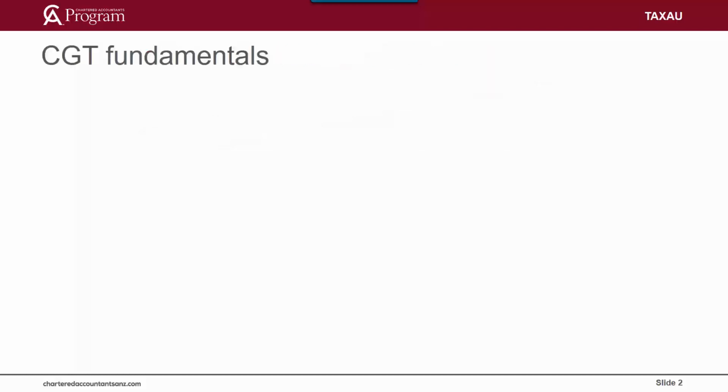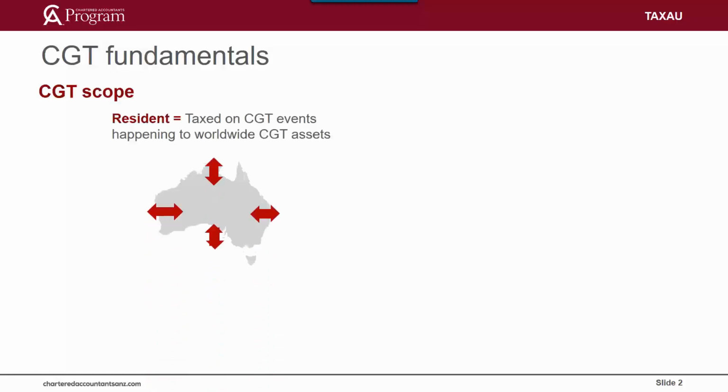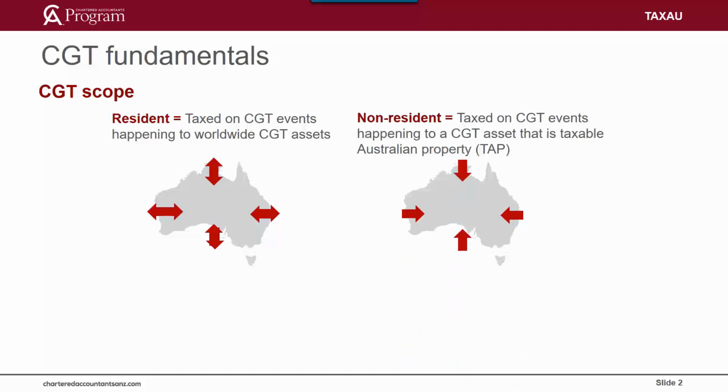You should know from your studies that a net capital gain is calculated and included in a taxpayer's assessable income under Section 102-5. However, a net capital loss is carried forward and can be used to reduce capital gains in the future. Australian resident taxpayers are subject to tax on CGT events relating to their worldwide assets. However, under Section 855-10, a non-resident taxpayer is only taxable in Australia on CGT events happening to a CGT asset that is taxable Australian property, or TAP.